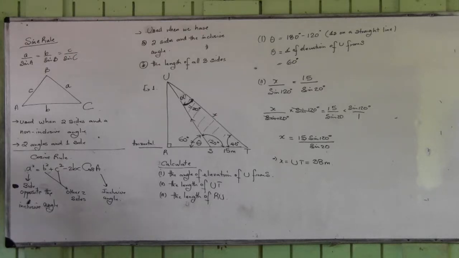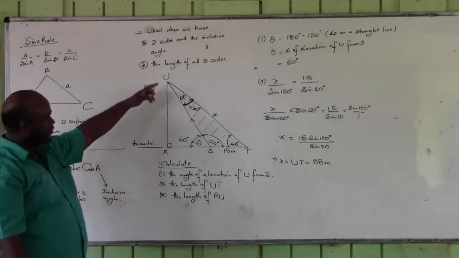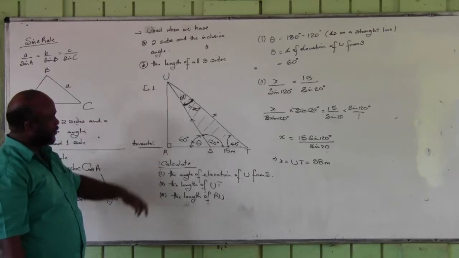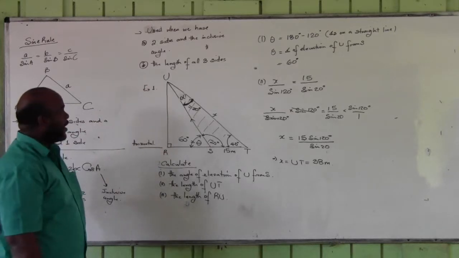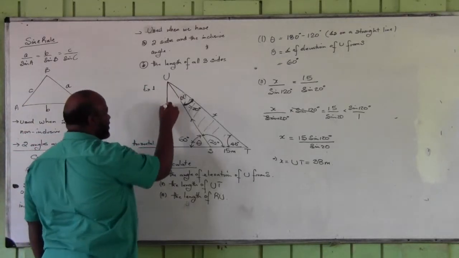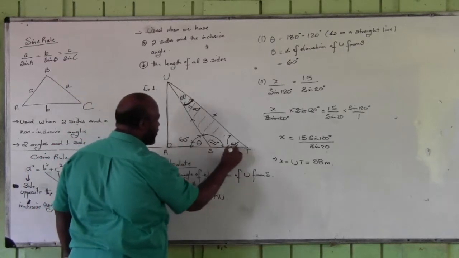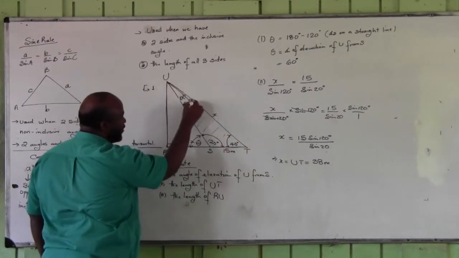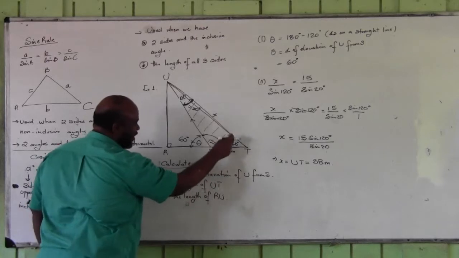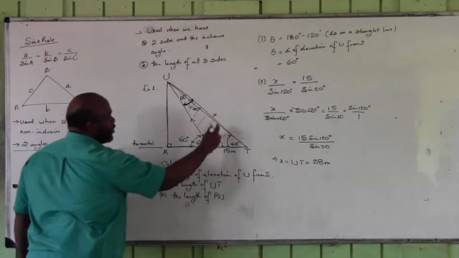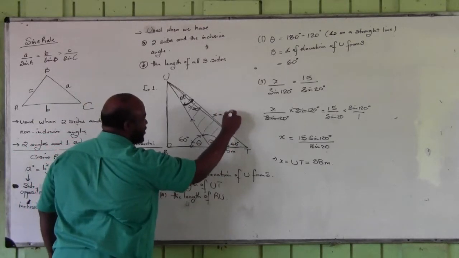Lastly, we're to calculate the length of RU. That's this length over here. Can you see that this is a right angle triangle? Yes. This is a right angle triangle. What is this angle? 40 degrees. This side is 38.